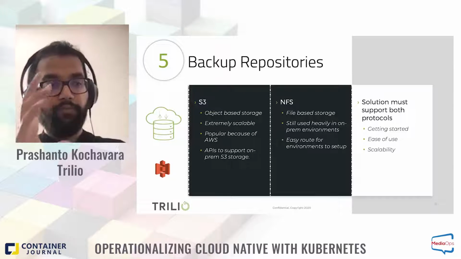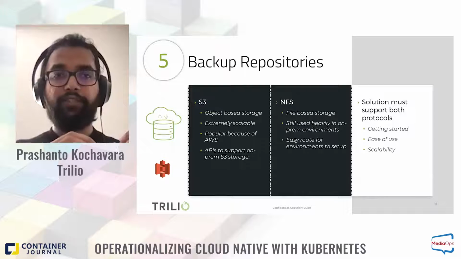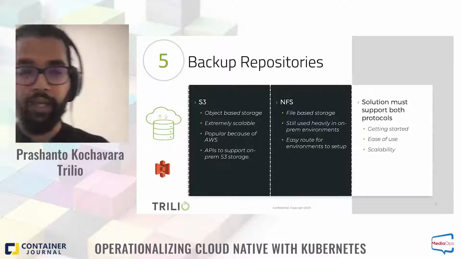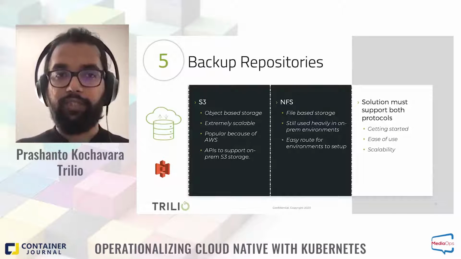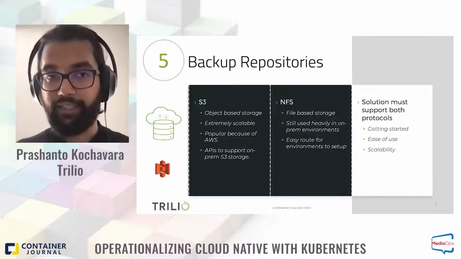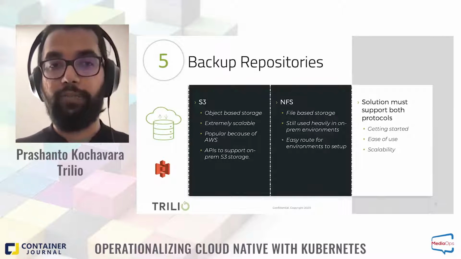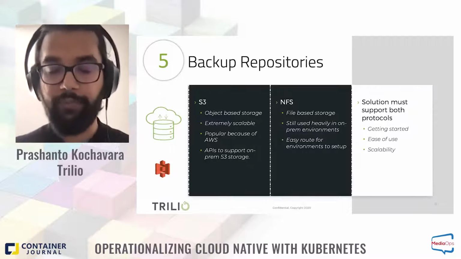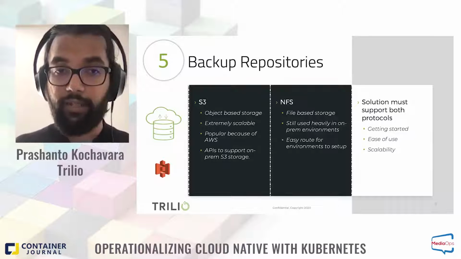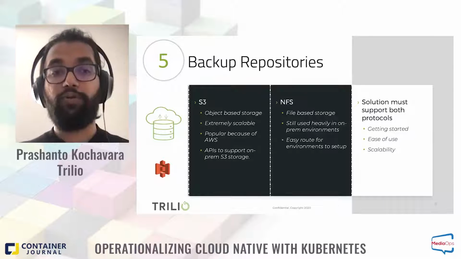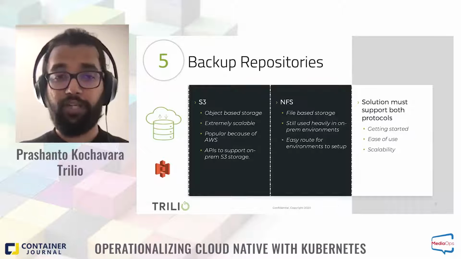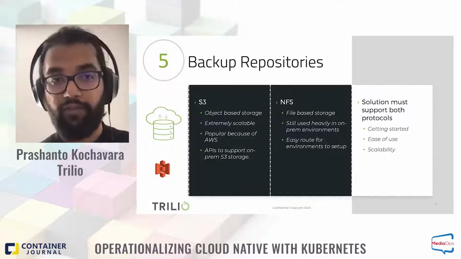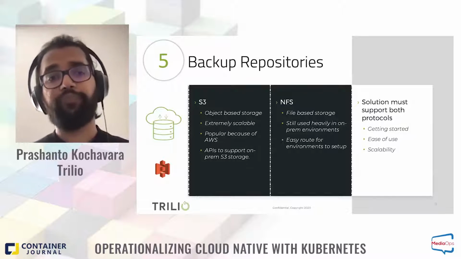Now that we have defined the deployment, identified our applications, know what we want to back up, let's talk about where we are going to store this backup. What we're seeing all around these days, object-based storage like S3 is becoming extremely popular. There are several reasons for this. One, it is object-based, so it's extremely scalable. Secondly, Amazon AWS has done a great job in popularizing S3 by making it super scalable, super highly available, and it has become the epitome of standard for object storage in a way.